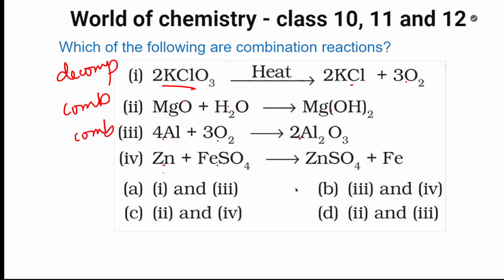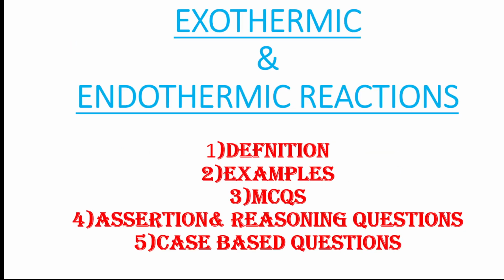Zinc plus ferrous sulfate. These two are metals. So this is displacement reaction. So which combination is correct? The options of 2 and 4, 2 and 3. Where are 2 and 3 options, students? Yes, it is here. The option is correct. Done. Easy. Next question. Let us see about exothermic and endothermic reactions.